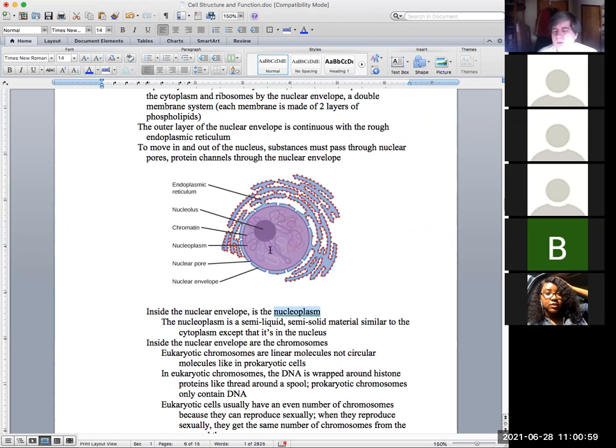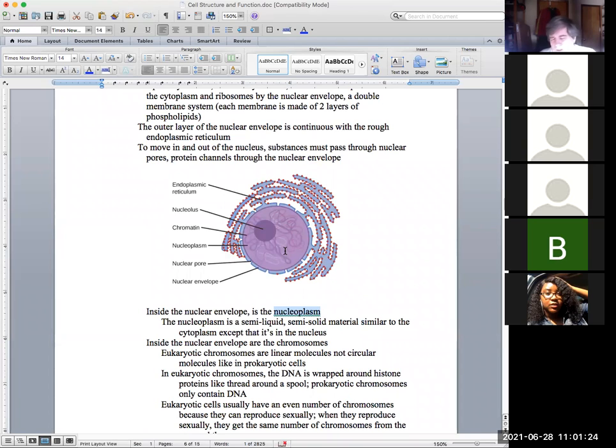Now, if we look at the chromosome in a eukaryotic cell, what we see is they're different in every way. Where bacteria only have one chromosome, and that means they reproduce asexually without a partner, eukaryotic cells almost always have an even number of chromosomes.